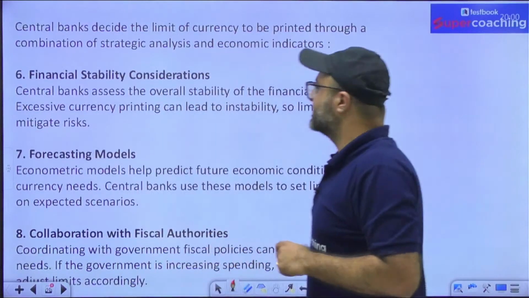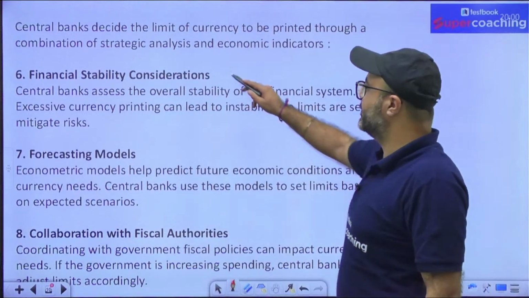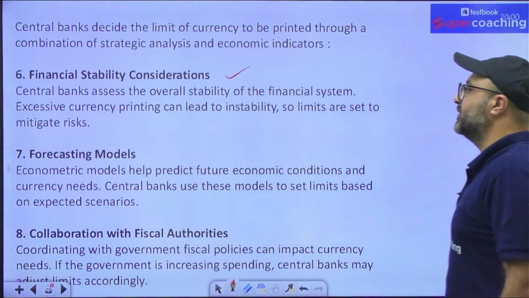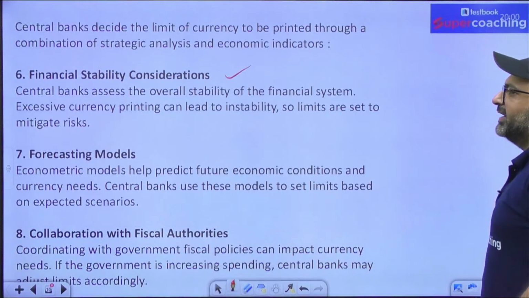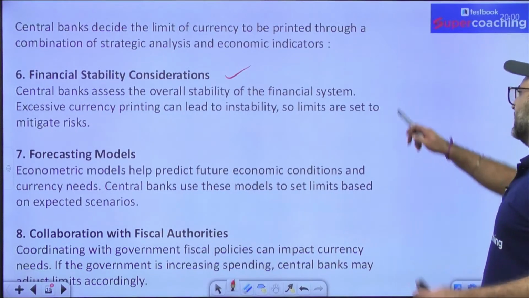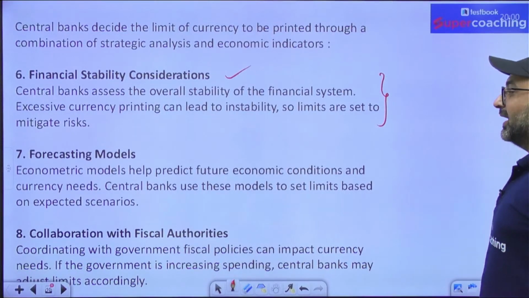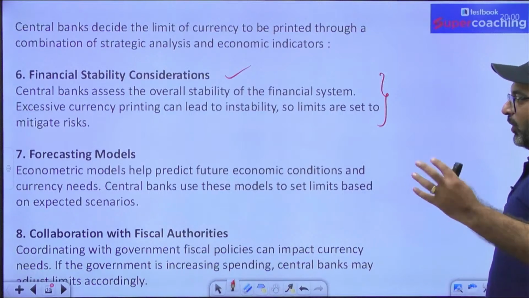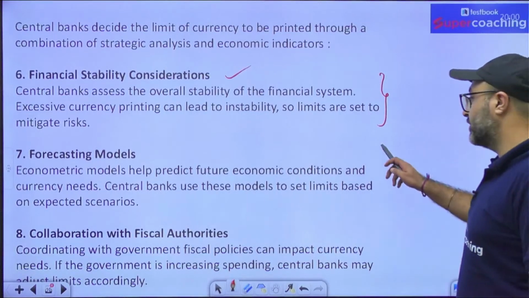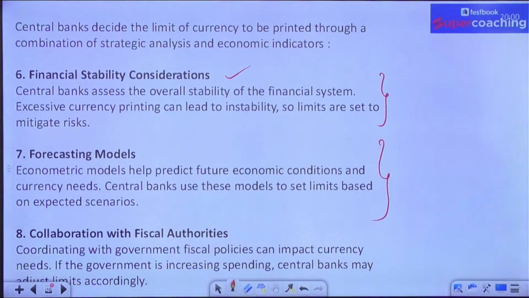Second point in this discussion is financial stability consideration. RBI also takes into consideration the financial stability of the economy, so that we take adequate decisions on what to print or how much to print. Otherwise it may result in monetary instability. Then we have very important forecasting models, which means econometric models. They help us predict future economic conditions as well as future currency needs. So we keep forecasting models in mind before deciding how much currency needs to be printed.